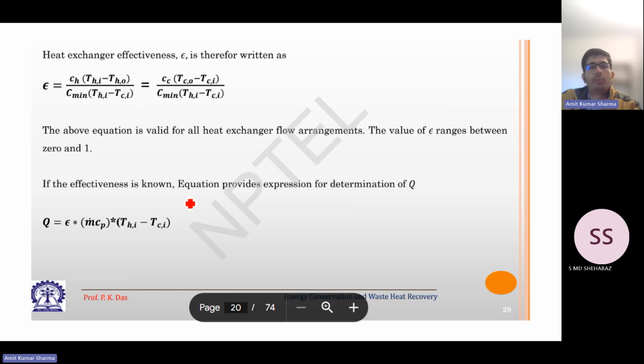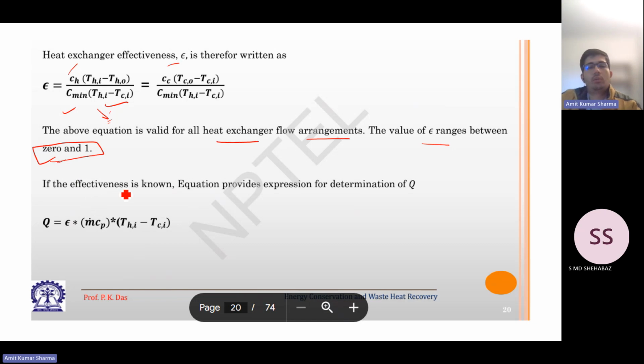Now the heat exchanger effectiveness formula. So it is Ch upon C minimum. I think we have also used this. The minimum and the maximum temperature difference we have to use on the bottom side, and on the top the hot fluid and the cold fluid. The above equation is valid for all heat exchanger flow arrangements. The value of epsilon ranges between 0 and 1.